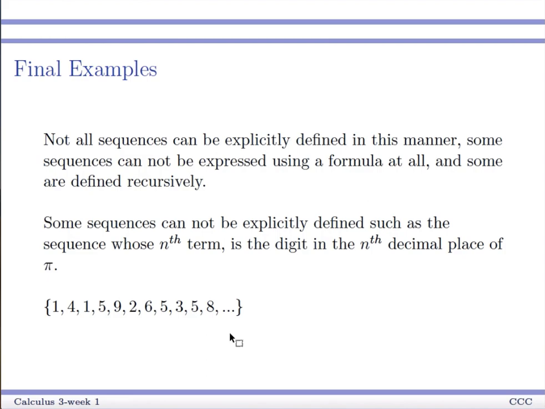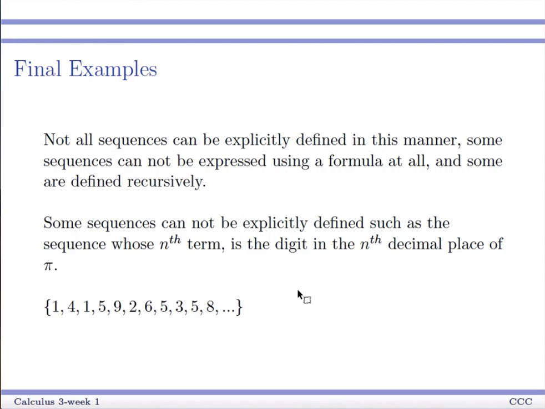There is no way to describe the numbers that we will get here other than the way that I've just described them above, i.e. the nth term being the digit of the nth decimal place of pi. Ooh, that's a mouthful.